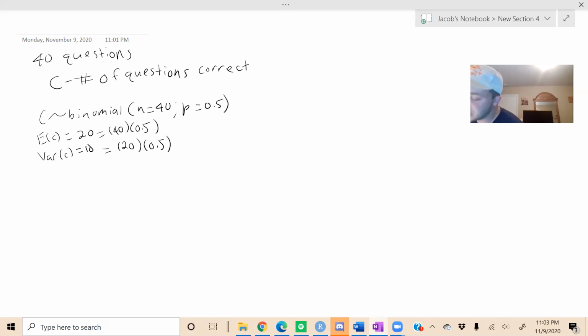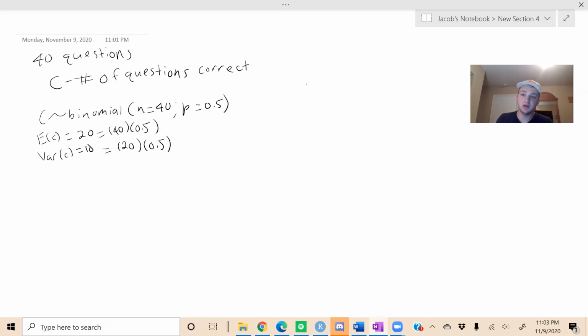The key here is knowing how to apply the continuity correction. When you're doing a continuity correction, it's when you want to change a binomial distribution and use the normal approximation to solve the problem.